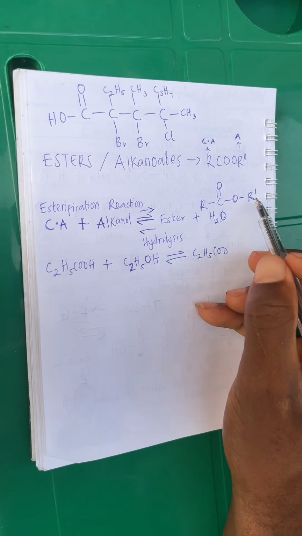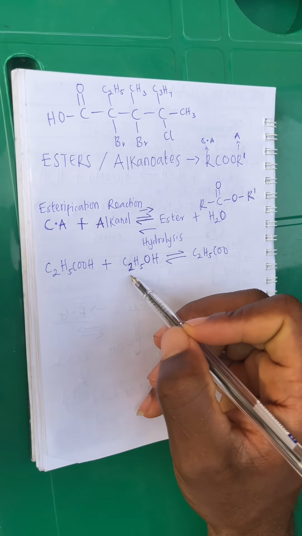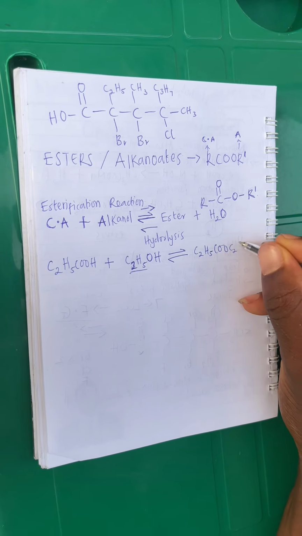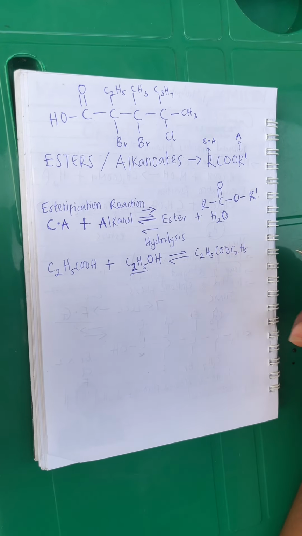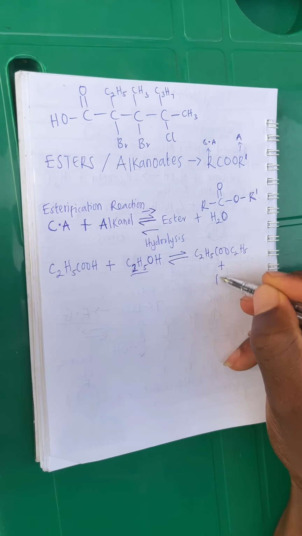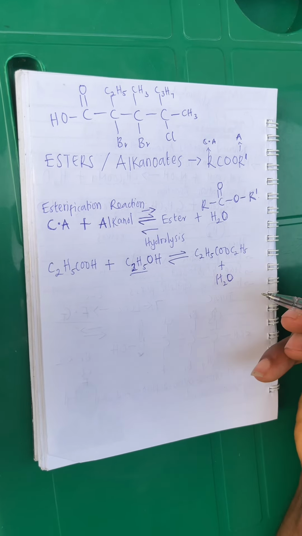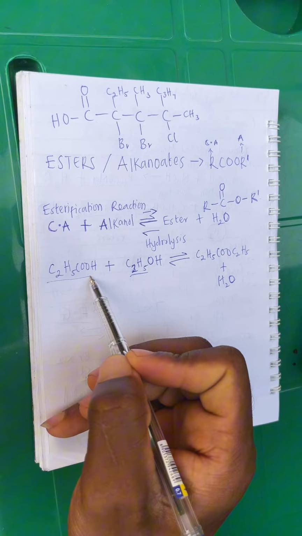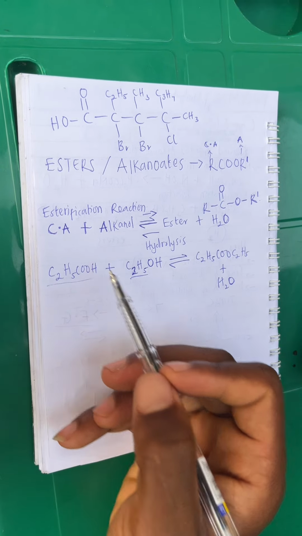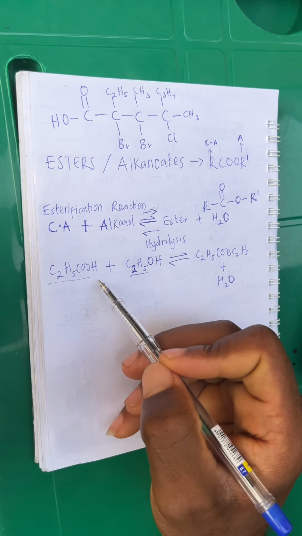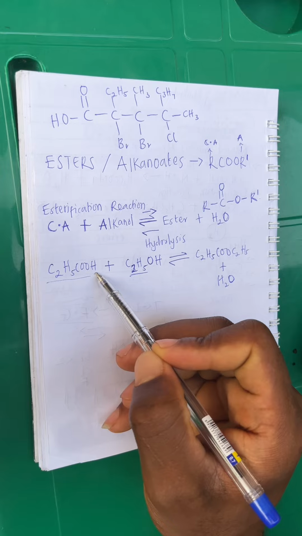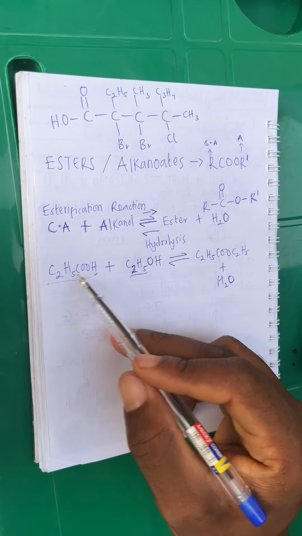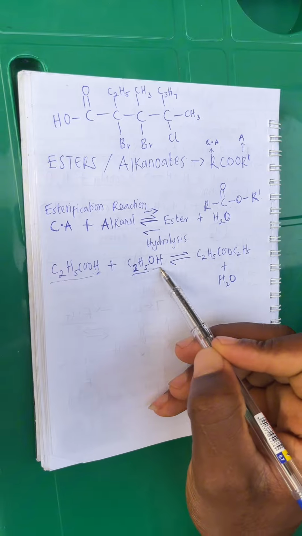Then our R' is gotten from our alkanol, our alcohol, so you write C2H5, plus water. Now you can see that this C2H5COO reacted from the carboxylic acid with the remaining hydrogen, just hydrogen left. And here, C2H5 reacted with the remaining OH, that's the hydroxyl ion.